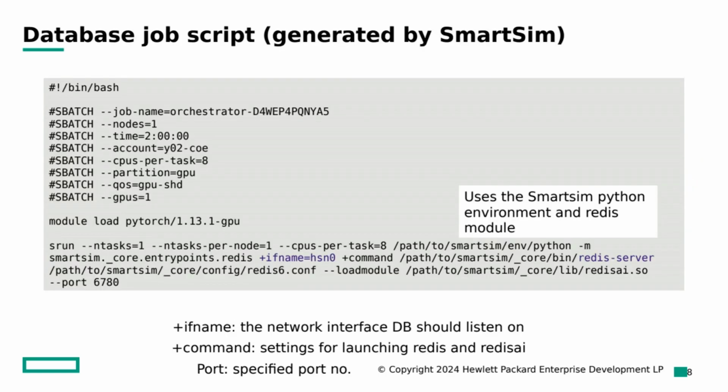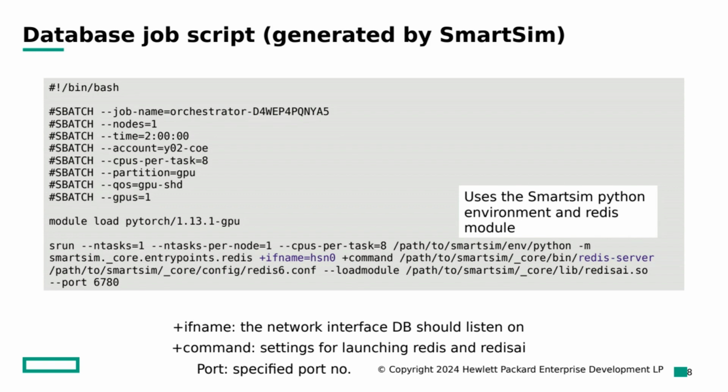And this is the job script that is generated by SmartSim for the database. So this has taken all these settings that you supply in the driver script and used them as these sbatch commands. And then you've also got the PyTorch module that was specified before. And then the srun command, so this launches the database. It uses your Python environment and then launches the Redis server. And you've got the Redis configuration file, and then it loads the RedisAI libraries as well.